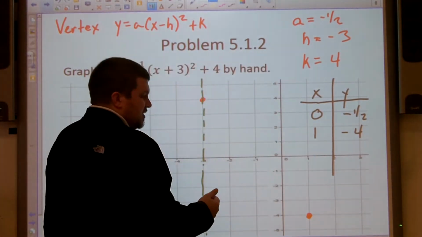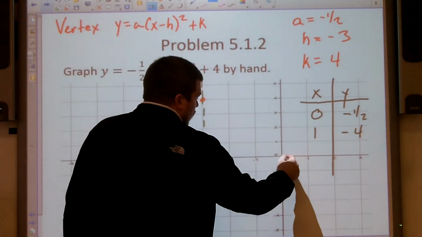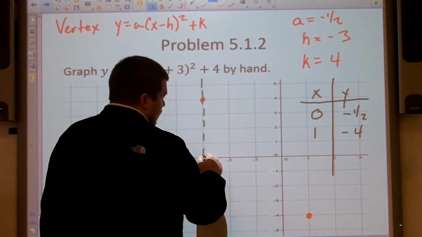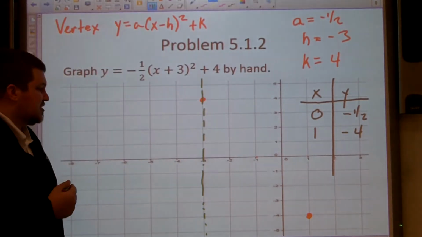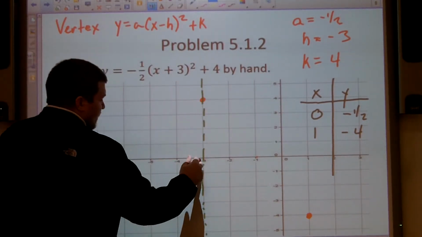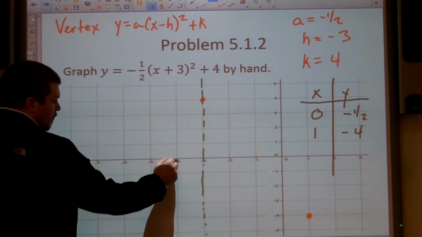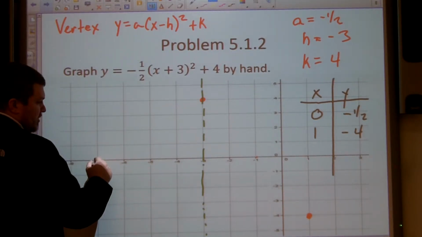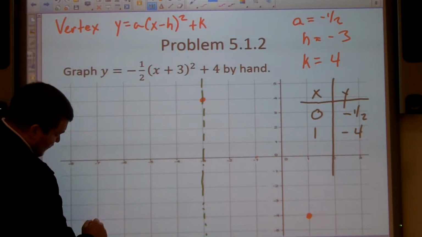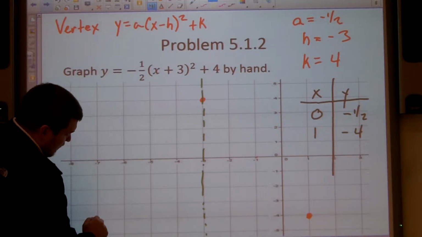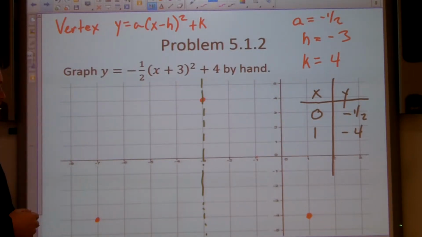Okay, so now I have symmetry. So notice I'm 1, 2, 3, 4 units to the right of the axis of symmetry. So I need to get that corresponding value over here. I need to go 1, 2, 3, 4 units to the left of the axis of symmetry, and I just want to make sure it lines up. Okay, so buy one, get one free.